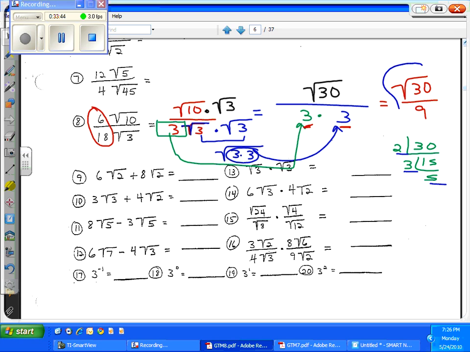Question 3, is there a fraction inside the square root? Nope. Question 4, is there a radical in the denominator? Nope. So that radical has been simplified. Any questions on number 8? Okay.